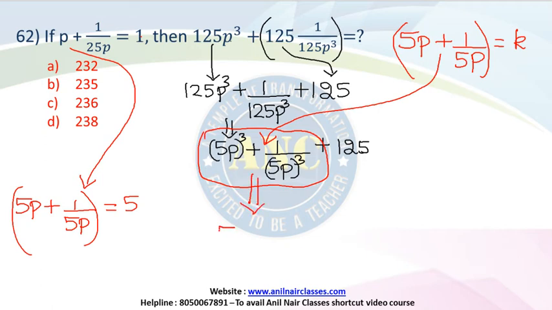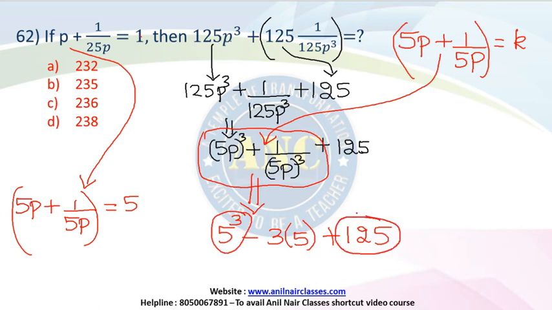If this is known to me, then this particular marked one, 5p whole cube plus 1 by 5p whole cube, is k cube minus 3k, that is 5 cube minus 3 into 5. 5 cube minus 15 is 125 minus 15, plus 125, that means 125 plus 125. It is 250. From 250 subtract 15. Answer is 235. These are all very easy questions, sir. I think by now you should be very comfortable with these varieties of questions.